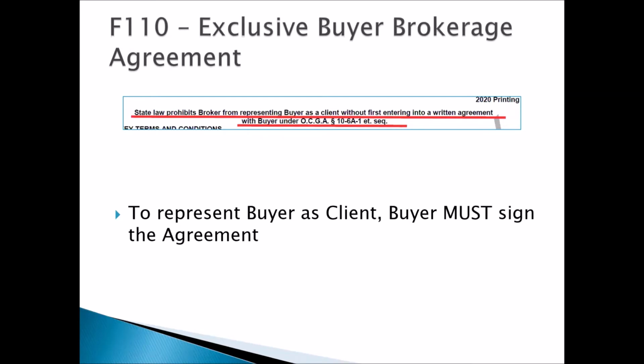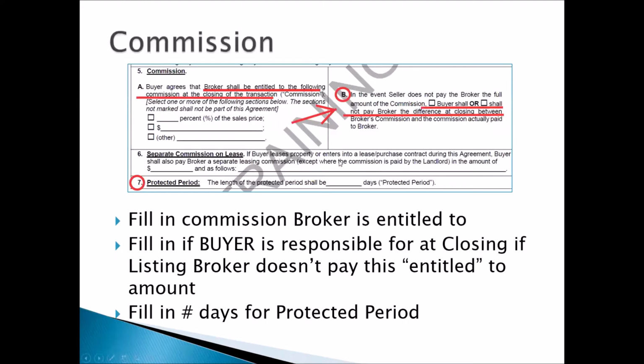And again, it references Beretta that in order for a buyer to work with you as a client, they must sign the buyer brokerage agreement per OCGA 10-6A1. Okay, now we're on the buyer brokerage agreement now. And in the buyer brokerage agreement, it talks about commission. Well, it gets a little wonky talking with a buyer about commission. And for some agents, they're a little hesitant to get a buyer to sign a buyer brokerage agreement because they're not quite sure how to have this discussion about commission that's spelled out in the buyer brokerage agreement.